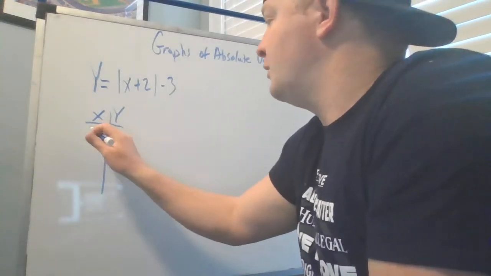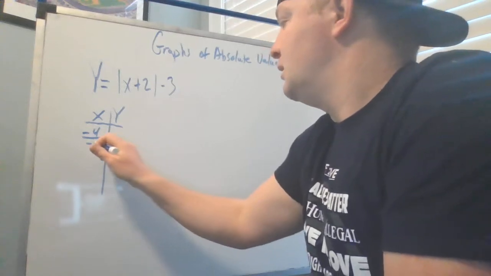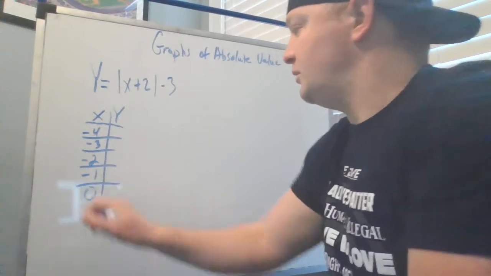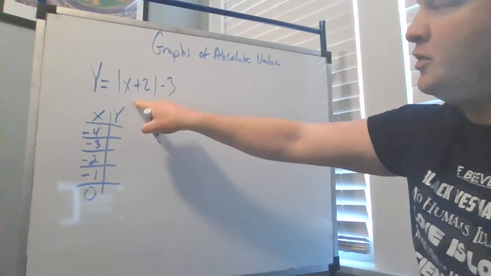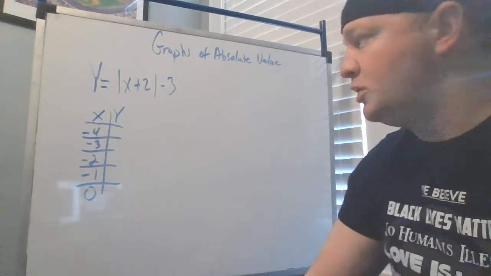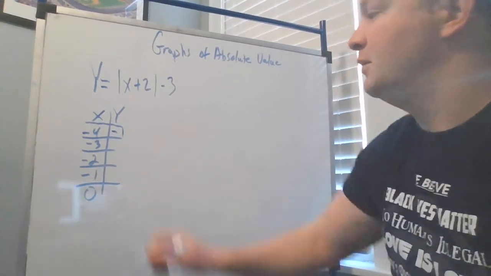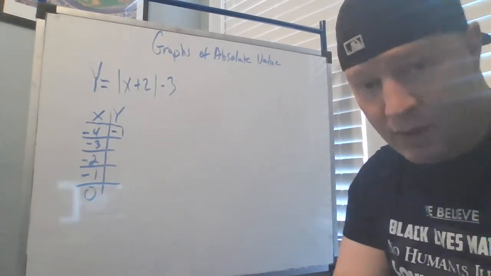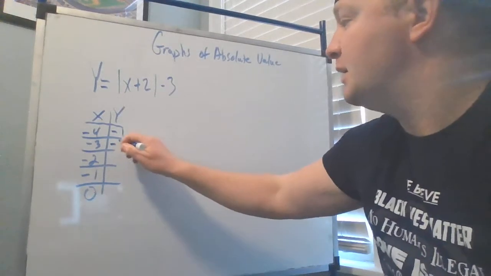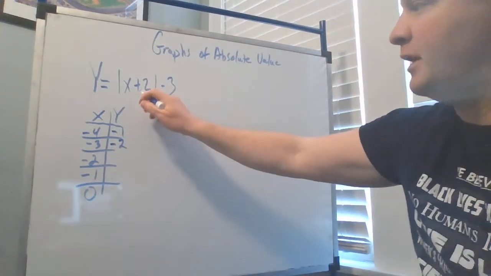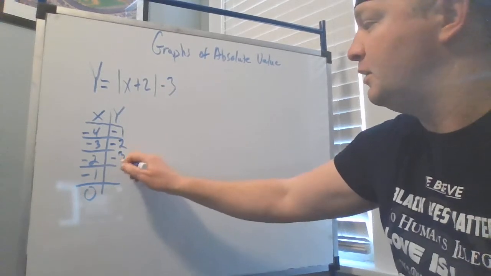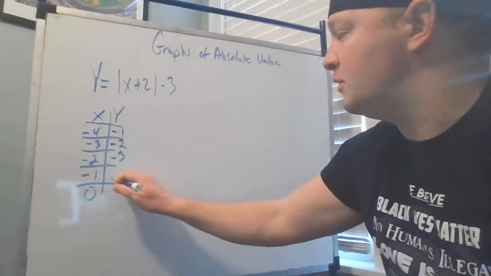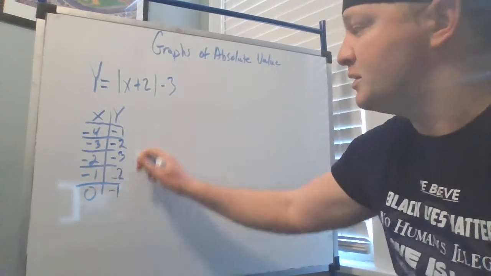I'm going to go from -4 down to 0. -1 and 0. Do the math. -4 plus 2 is -2. Absolute value of -2 is 2. 2 minus 3 is -1. -3 plus 2 is -1. Absolute value of -1 is 1. 1 minus 3 is -2. This is 0. -2 is 0. 0 minus 3 is going to be -3. And -1 plus 2 is 1. Absolute value of 1 is 1. 1 minus 3 is -2. Look at this. I already know this answer to be -1 just based on the symmetry.